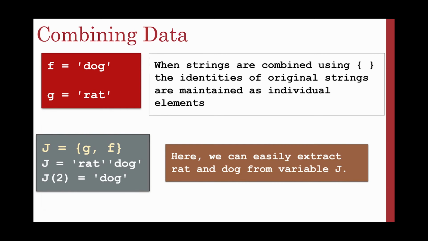structure arrays come in. Because if I combine them using curly braces instead of square brackets, the identities of the original strings are maintained as individual elements. So if I take the same example where f is dog and g is rat, and I create a variable j and I say j is curly braces g comma f, j actually contains rat and contains dog. So j of 2 is dog, not a, because it contains their original information. So it makes extracting things easier. It's a way to store more information, but also be able to extract that information without losing its original identity.